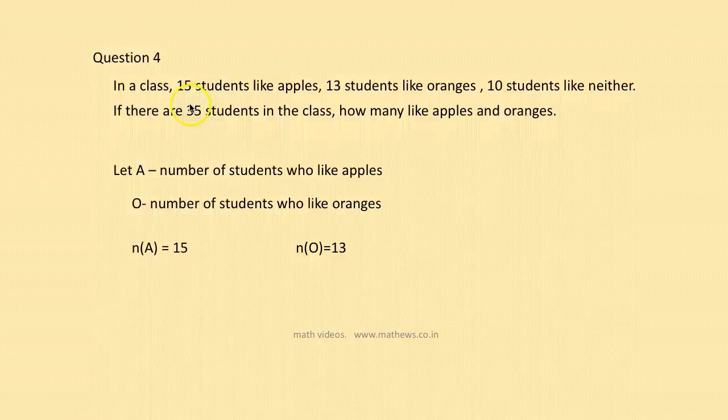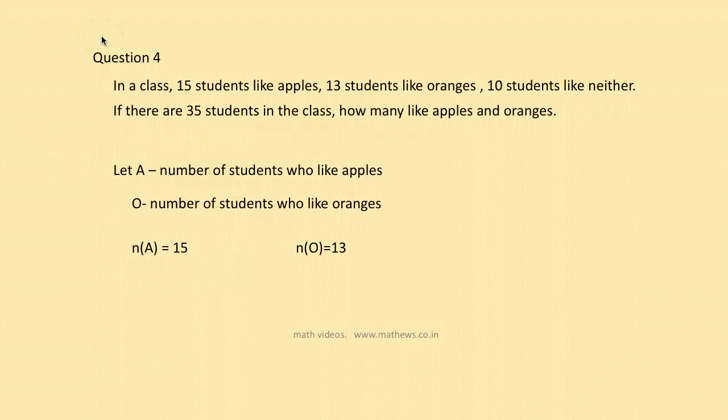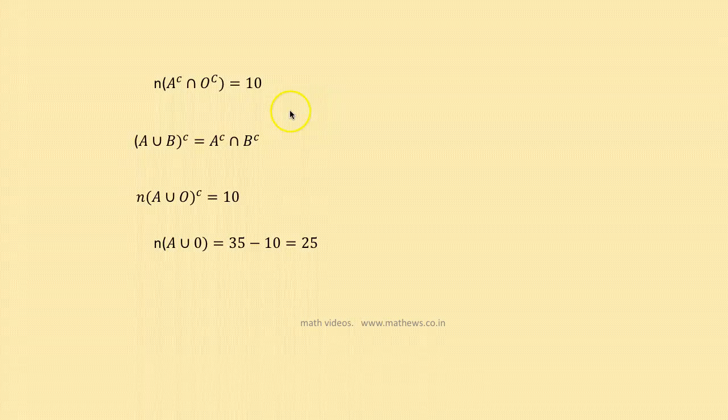Next question. In a class, 15 students like apples, 13 like oranges, 10 like neither. If there are 35 students in the class, how many like apples and oranges? Let A be the number of students who like apples and O be the number of students who like oranges. So NA is 15, NO is 13. Now given that 10 students like neither, so the number of students in A complement intersection O complement is 10. Now A union O complement is A complement intersection O complement. This is De Morgan's law.